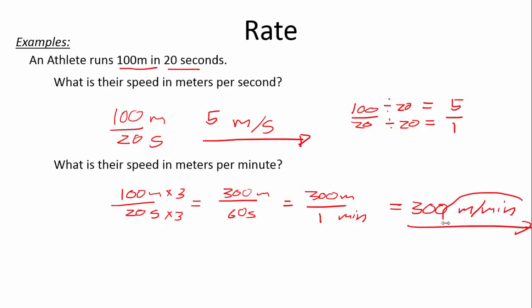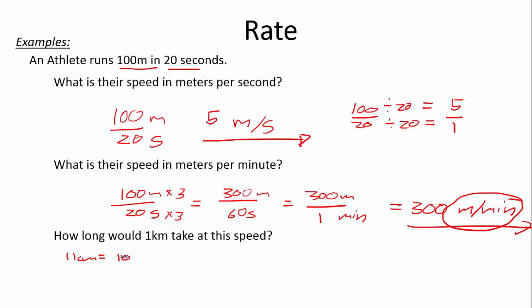So this is the important part of a rate question. How long would it take to do 1 kilometer at this speed? Okay, so we know how fast he's running. We know he's running at 5 meters per second. So how many seconds will it take to run 1,000 meters? Because we know that 1 kilometer is equal to 1,000 meters, right? And we know that he's going at 5 meters per second.